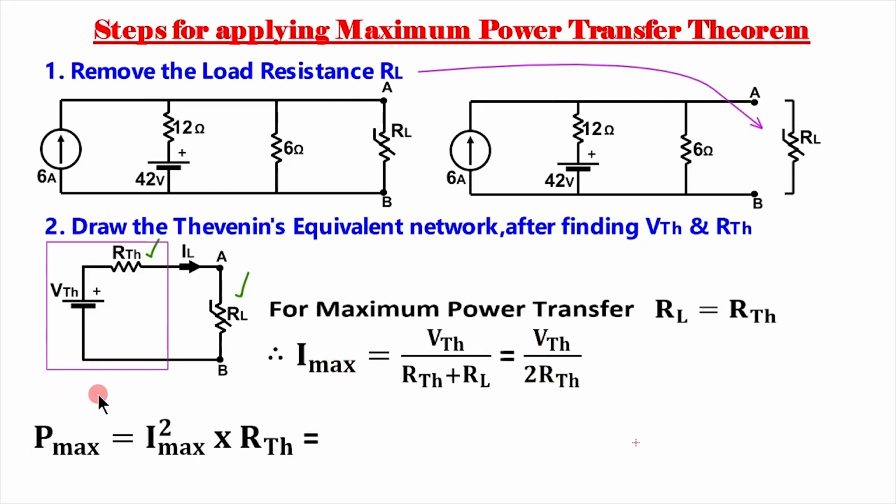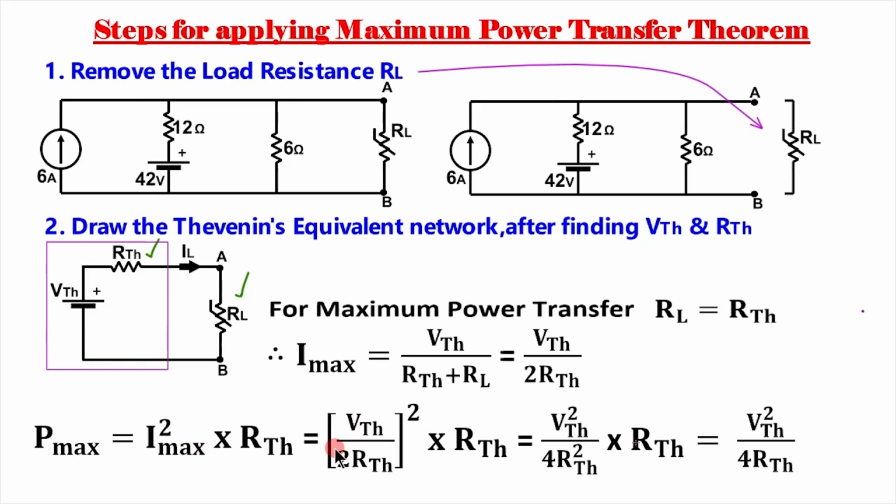Then power is equal to I squared R. So P max is equal to the square of the maximum current into RTH. I max we found as VTH divided by 2 RTH. We can substitute this value here. Then this becomes VTH divided by 2 RTH, squared, into RTH. Removing the bracket, this becomes VTH squared divided by 4 RTH squared, into RTH. From this, we can cancel one RTH in the numerator and one RTH in the denominator, so that P max becomes VTH squared divided by 4 RTH.